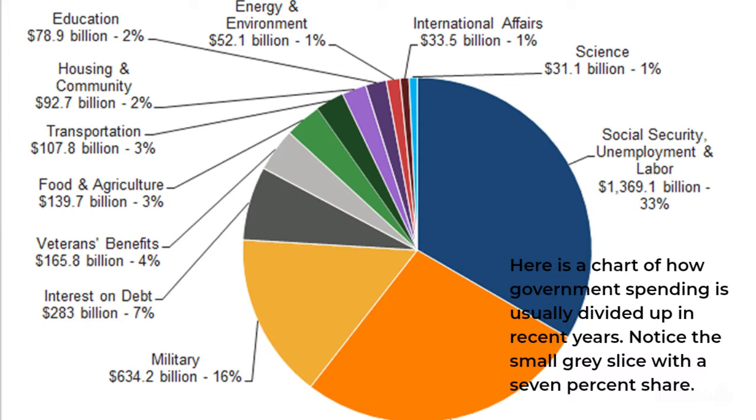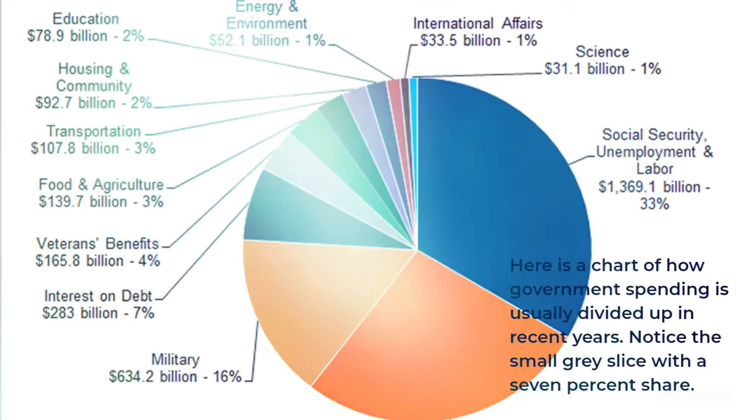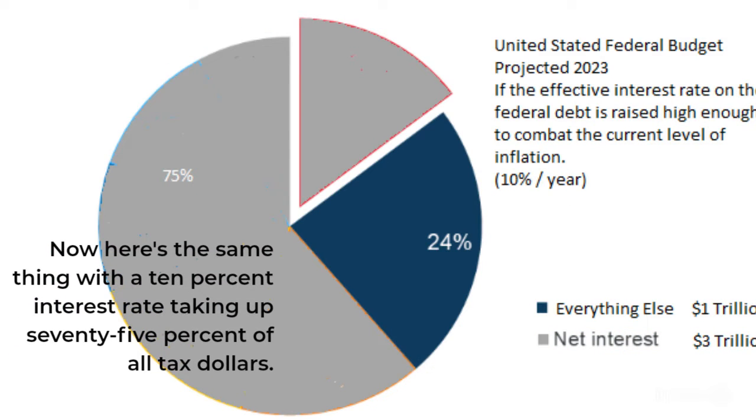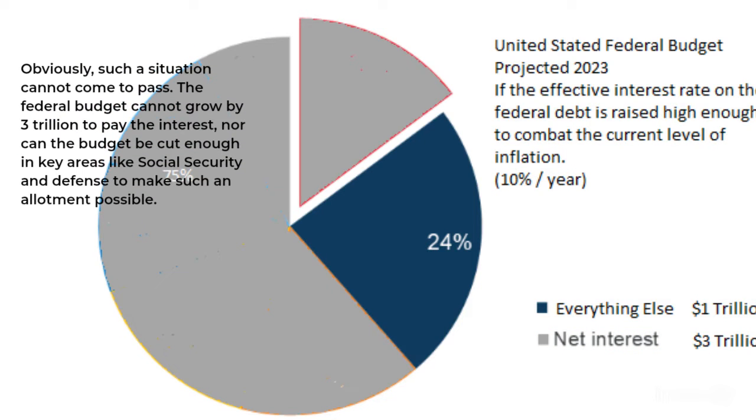Here is a chart of how government spending is usually divided up in recent years. Notice the small gray slice with a 7% share. Now here's the same thing with a 10% interest rate taking up 75% of all tax dollars. Obviously, such a situation cannot come to pass.